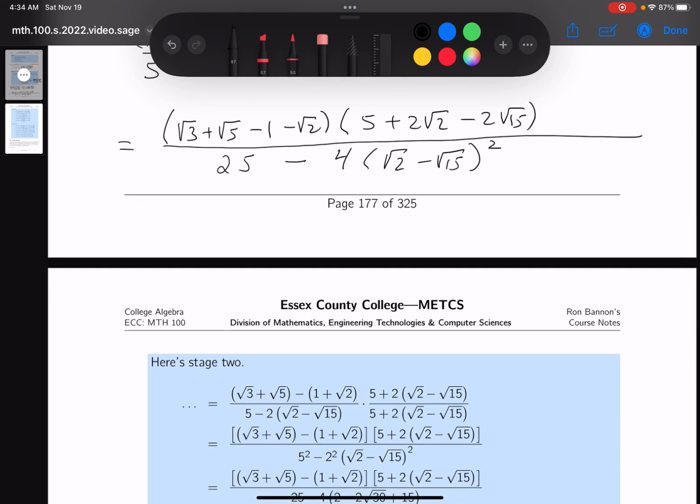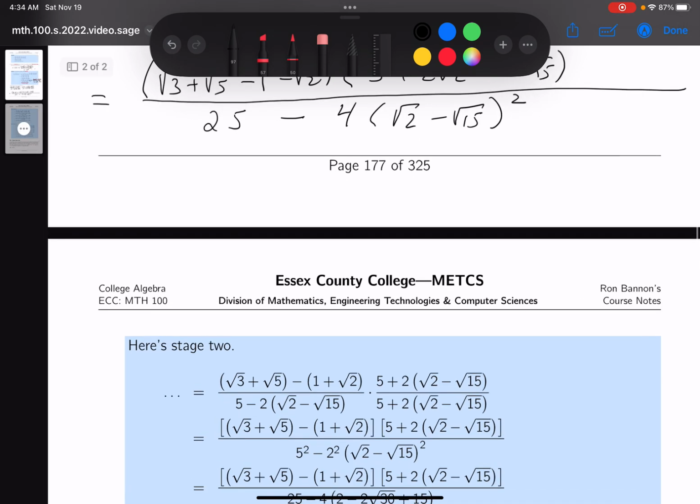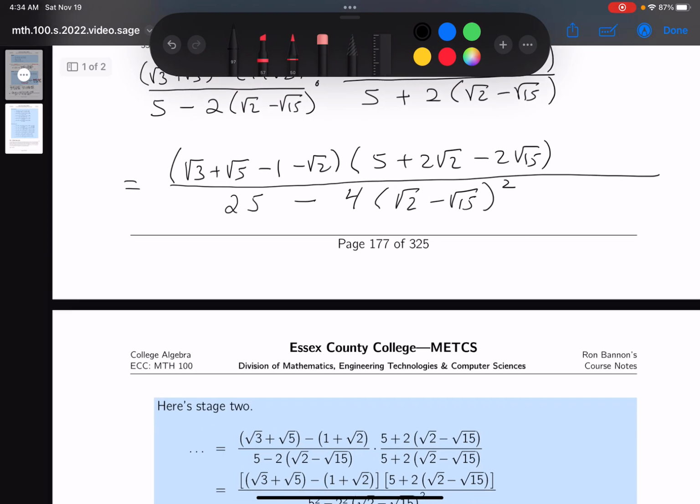All right, so what I want to do is I got to do that bottom now, right? So let me put that down for you. I'm just going to do the bottom, and I'm looking at it. Oops, sorry about that. So this is going to be 25, and this is going to be minus 4. And when you square that, root 2 minus root 15, you would get 2 plus 15 minus 2 root 30.